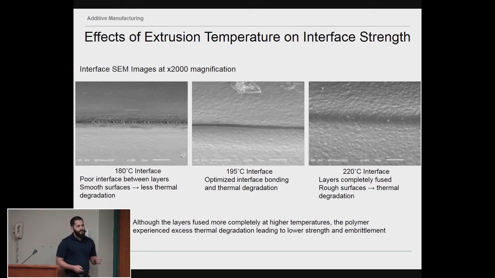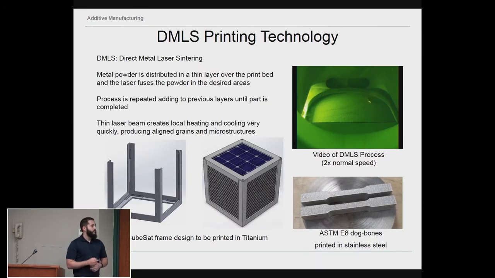We believe it's thermal degradation of the polymers. The polymer chains are actually starting to degrade and break down because of such a high temperature. So there's a trade-off, and there's an optimal point at which to print these materials. And for this material, it's somewhere around 195.